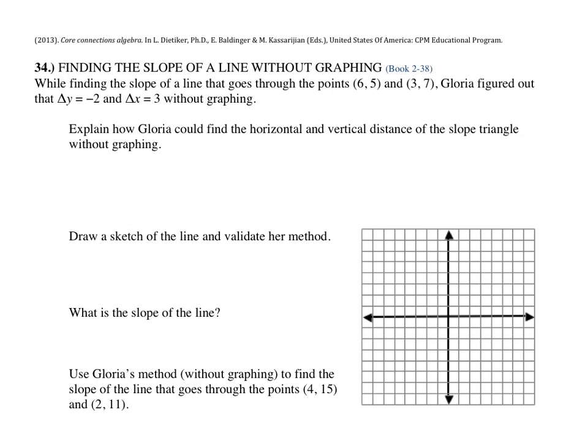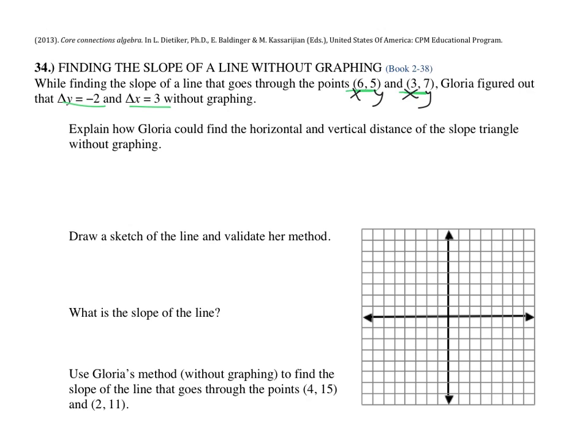Okay, number 34. So we are going to find the slope of a line without graphing. So we are given some points. We're given 6, 5, and 3, 7. And Gloria figured out that the change in y is -2, and the change in x is 3. So explain how you could find this without graphing. So what we can do is I'm going to label my x, y, x, y.